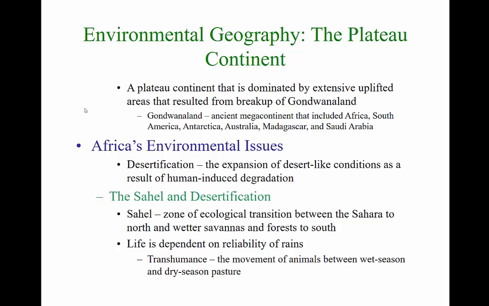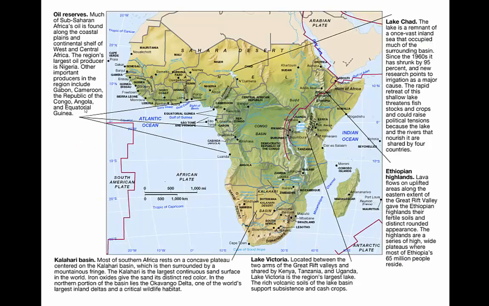A lot of times, especially when we look at Southwest Africa and Central Asia, a lot of these issues are we're taking water from particular places and it's not getting downstream to where it needs to be or wants to be. So life is dependent upon the reliability of rains. And these are just some of the physical geography that we deal with.